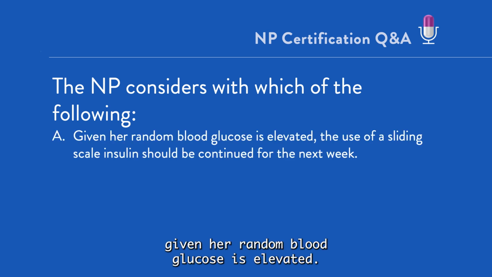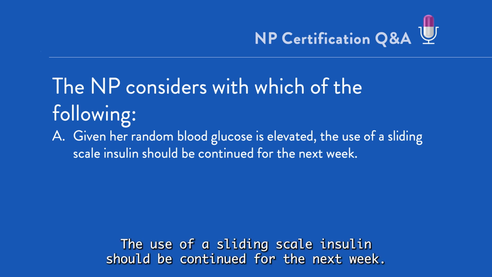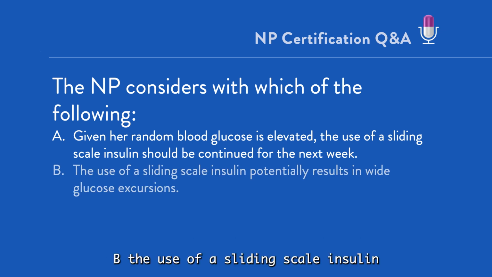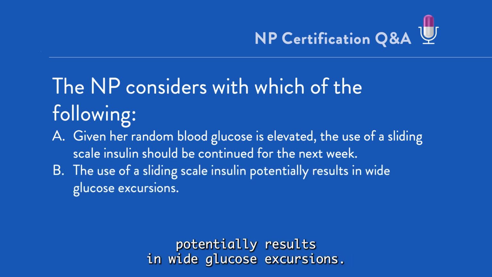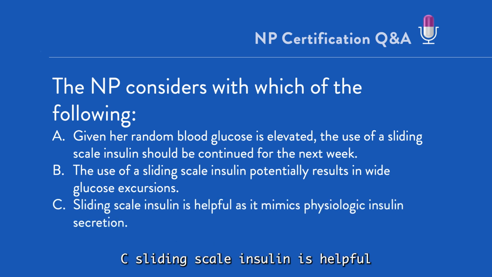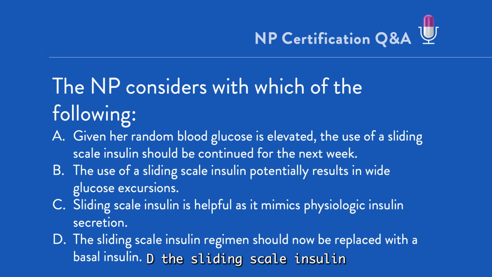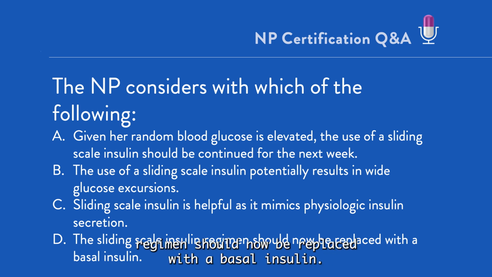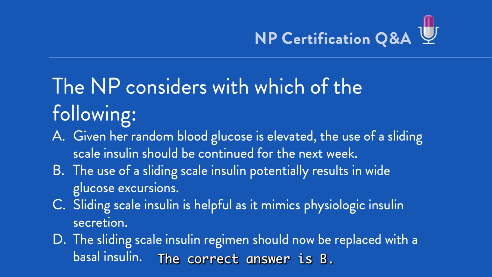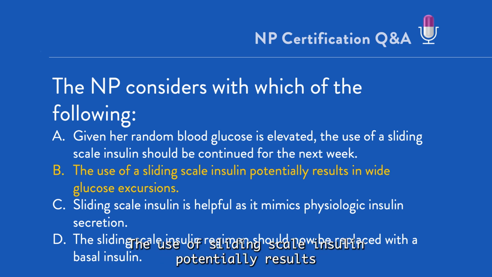A, given her random blood glucose is elevated, the use of a sliding scale insulin should be continued for the next week. B, the use of a sliding scale insulin potentially results in wide glucose excursions. C, sliding scale insulin is helpful as it mimics physiologic insulin secretion. D, the sliding scale insulin regimen should now be replaced with a basal insulin. The correct answer is B. The use of sliding scale insulin potentially results in wide glucose excursions.